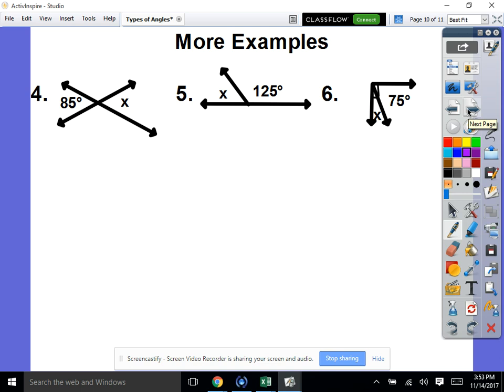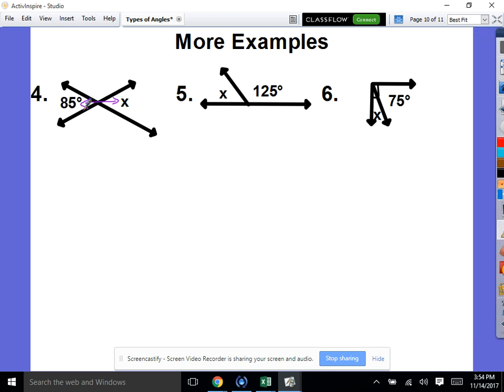All right. Because x is straight across or vertical to 85 degrees, x is equal to 85 degrees. Let's go ahead and find the measures for the other 2 angles. So 180 minus 85. 10 minus 5 is 5, and 17 minus 8 is 9. So these angles would be 95 degrees.